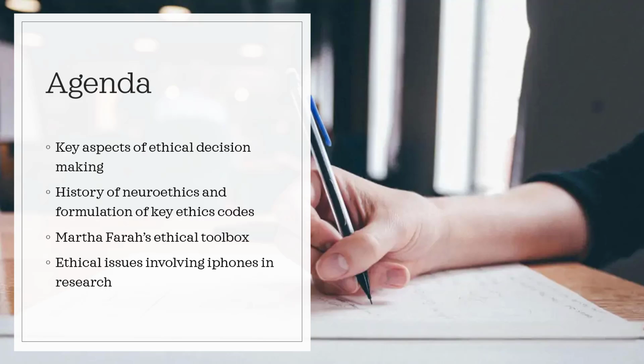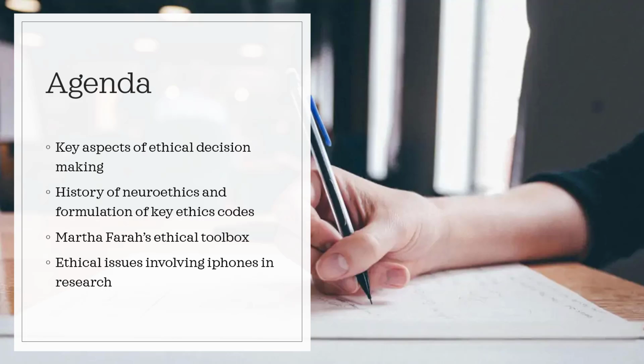We'll talk about the history of neuroethics and the formulation of key ethics codes. The latter point is going to be essential because I'm going to want you to differentiate between some of these ethics codes. So make sure that you key in there. We'll talk about Martha Farrah's ethical toolbox, which actually incorporates a lot of the different ethical codes that we've talked about up to this point.